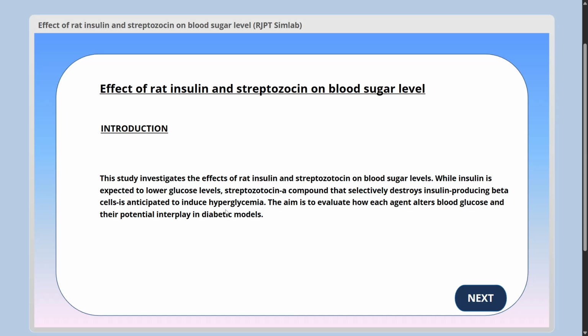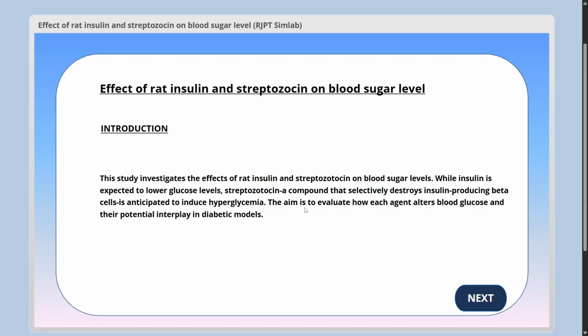Let me tell you what is hyperglycemia. Hyperglycemia is a condition where there are high levels of glucose or sugar in the blood, most commonly affecting people with diabetes. So, it is an increase in the blood sugar level.